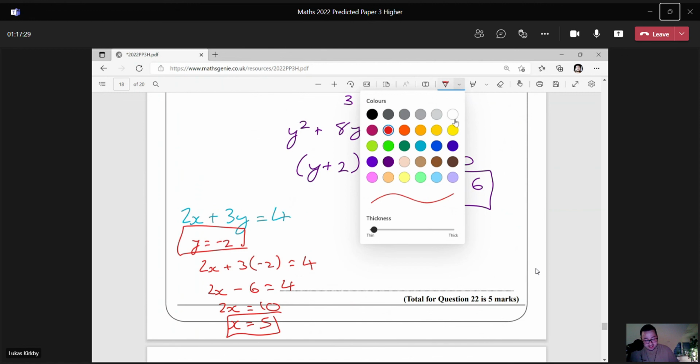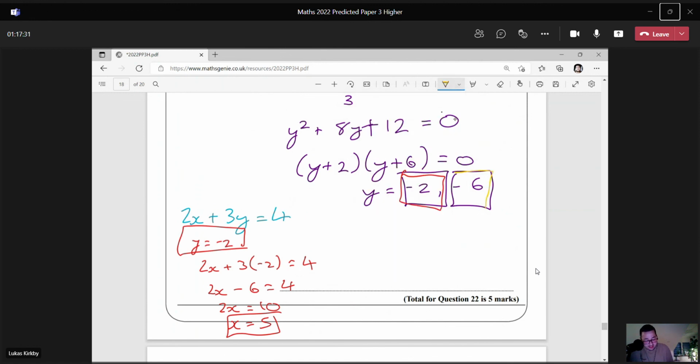And then secondly, let's grab a different colour for minus 6. So 2x plus 3 times minus 6 is 4. So 2x minus 18 is 4. So 2x is 22. So x is 11. And that was for y is minus 6. Okay, so those are our two options we got there in the end.